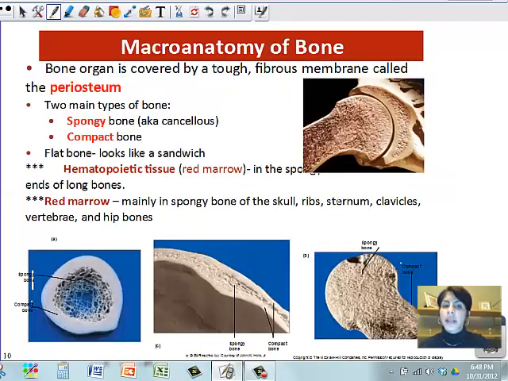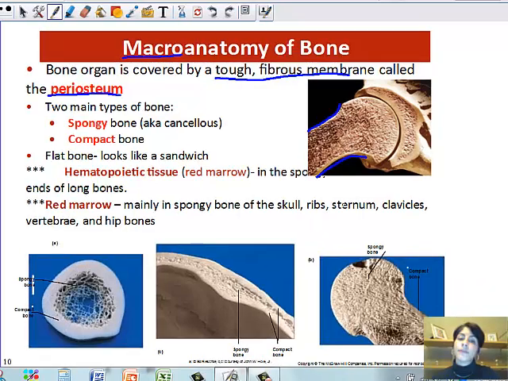So let's take a look at the macroanatomy of bone, the things that we can see with our naked eyes. The very first thing you can see when you're looking at bone is the periosteum. This is that tough fibrous membrane that covers the outside of the bone. So this is what you see when you haven't actually taken a look inside the bone.